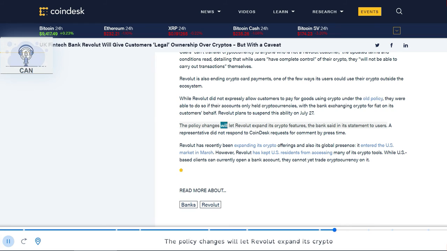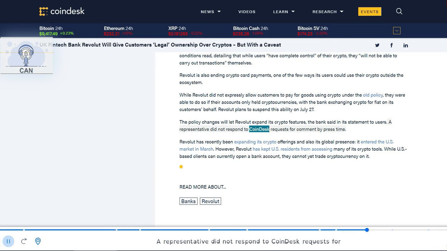The policy changes will let Revolut expand its crypto features, the bank said in its statement to users. A representative did not respond to CoinDesk requests for comment by press time.